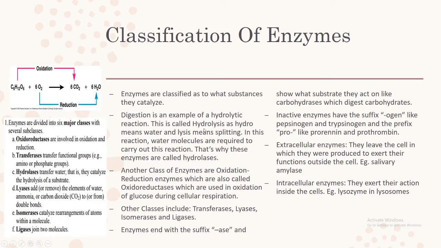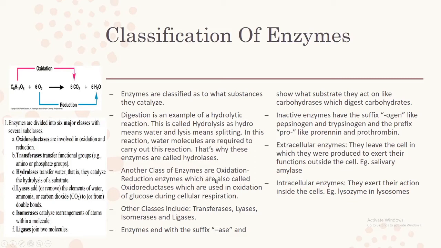Classification of enzymes. Now this is a big thing. Enzymes are classified according to what substances they catalyze, which means what substances they break down. Digestion is an example of a hydrolytic reaction. This is called hydrolysis, as hydro means water and lysis means splitting. Hydrolysis is a process where an enzyme breaks down a substance in the presence of water. Hydro means water, lysis means splitting, which means catabolism. That's why those enzymes which carry out hydrolysis are called hydrolases.